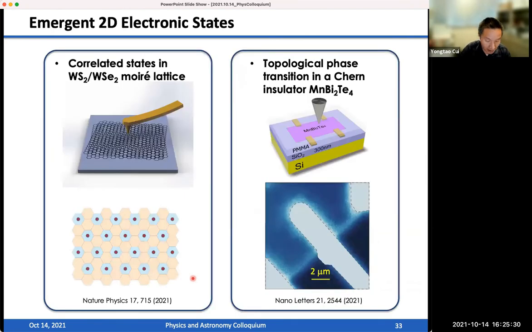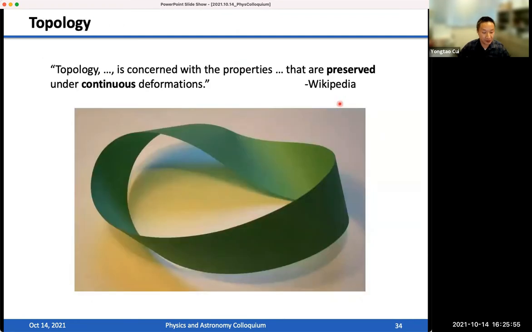Now I'm going to switch gears a little and move to the second system, which is about 2D topological systems. I want to talk about this in terms of how we can think of the electronic properties from a global perspective versus a local perspective. Okay, so let me first give an introduction to topology.